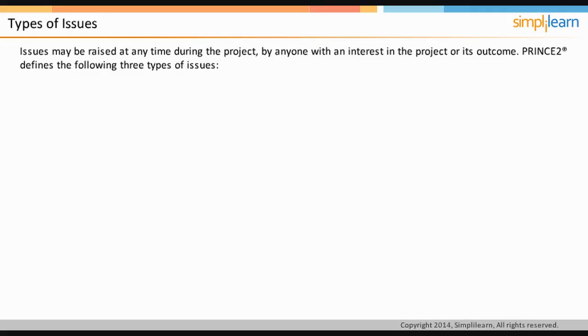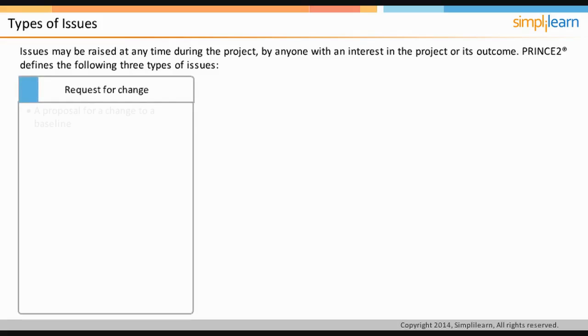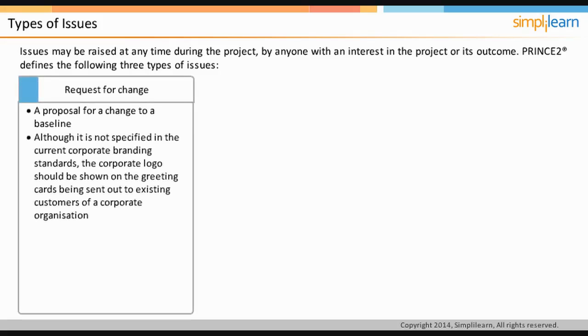Issues may be raised at any time during the project by anyone with an interest in the project or its outcome. PRINCE2 defines 3 types of issues. The first is request for change, which is a proposal for a change to a baseline. For example, although it is not specified in the current corporate branding standards, the corporate logo should be shown on the greeting cards being sent out to existing customers of a corporate organization.